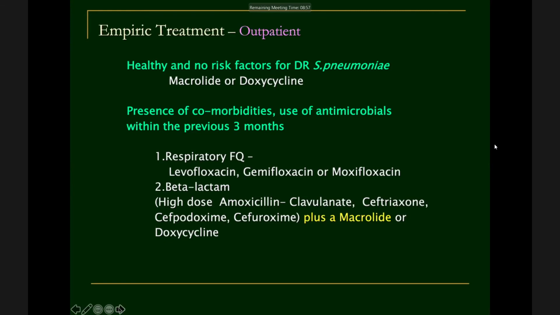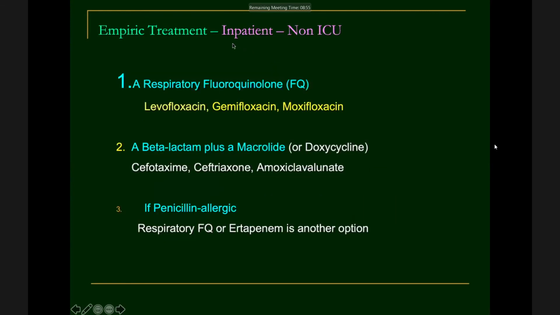Okay, so if the patient is going to be admitted, then in the empiric treatment for an inpatient, if the patient is non-ICU, you are going to use the fluoroquinolones, levofloxacin, gemifloxacin, or moxifloxacin, or you can use cefotaxime, ceftriaxone, or injectable amoxicillin-clavulanic acid, plus a macrolide. And if the patient is penicillin allergic, then you can use the respiratory fluoroquinolones or ertapenem. So ertapenem is another option that you can use. These are for the inpatient non-ICU patient.